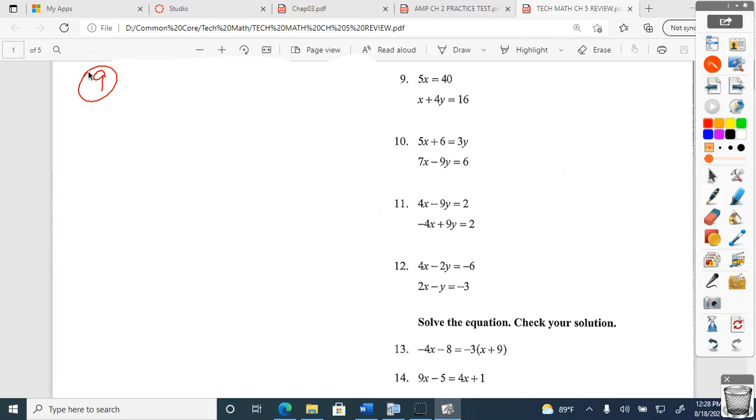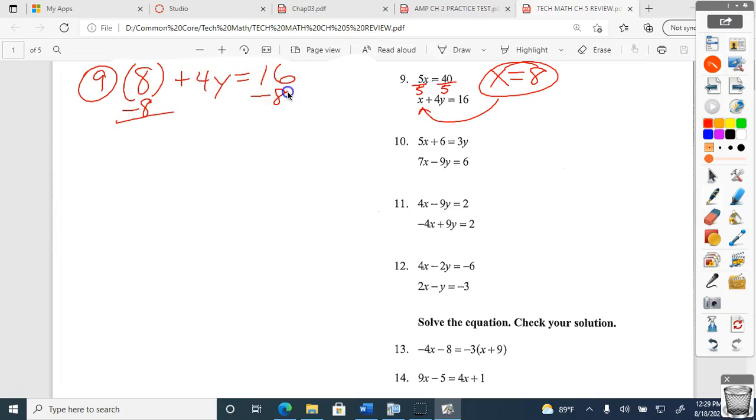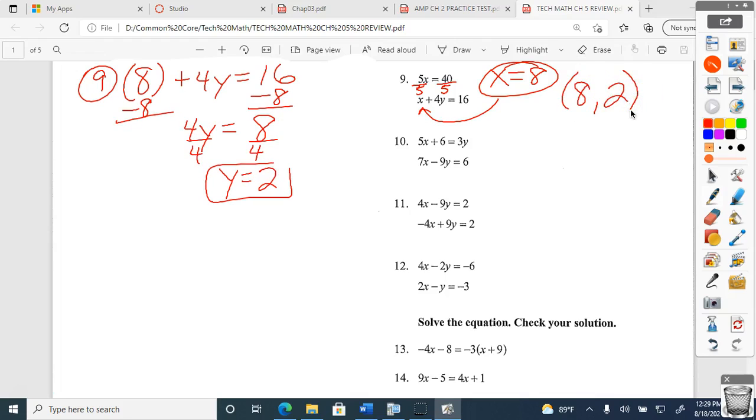We're going to do substitution, right? They've got this one set up for us. So divide by 5, x is 8, okay? And then we plug that in to get the y. So 8 plugged in for x plus 4y equals 16. We subtract 8 from both sides. 16 minus 8 is 8. And we divide that by 4. Y is 2. So x and y are 8 and 2. That was a nice and easy one.